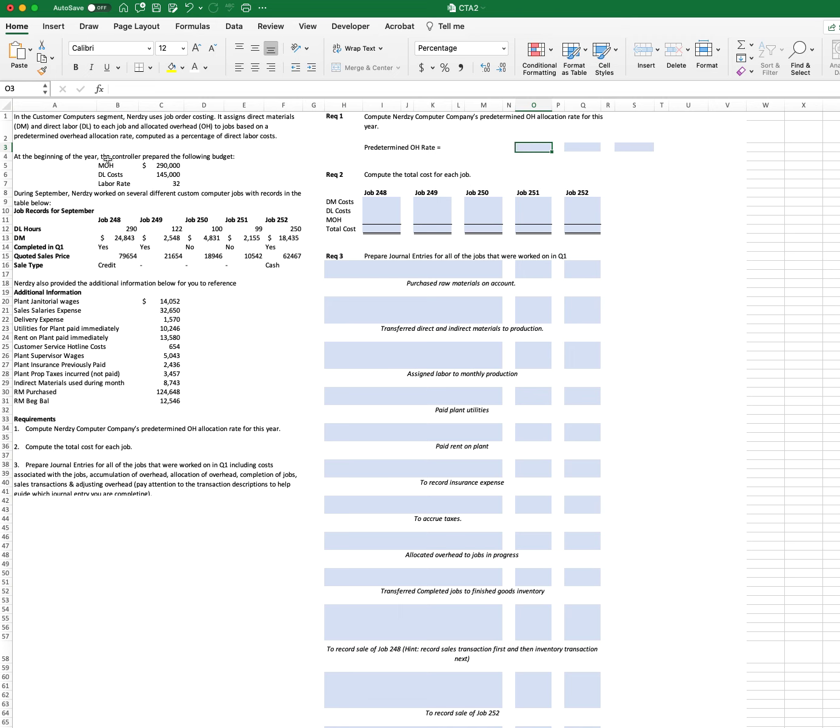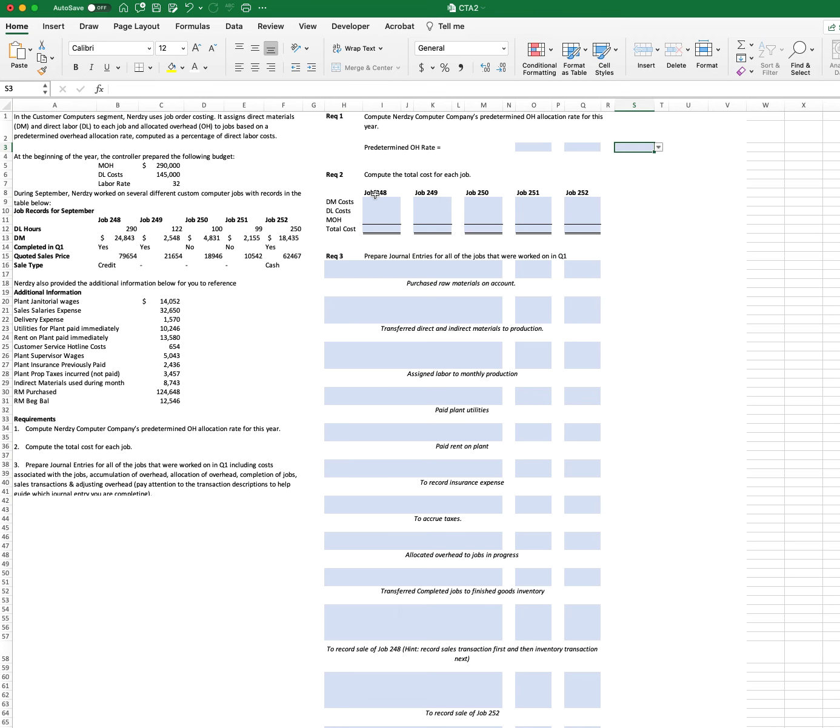So we have over here, the controller prepared the following budget. So this is our estimated manufacturing overhead. And we're going to divide that by the estimated cost driver. And we have direct labor costs of 145. And so that's what you're going to do here in O3. And then you're going to select these drop downs indicating what percentage it is.